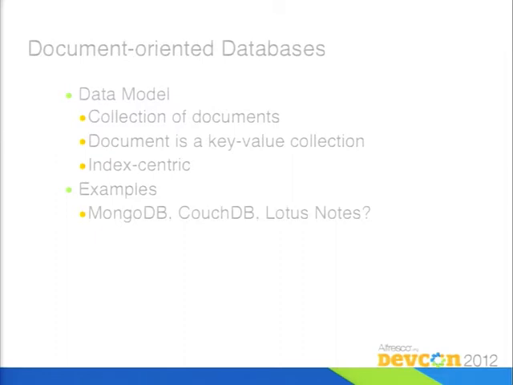Everybody's pretty much heard of MongoDB, CouchDB, Lotus Notes. Anybody out here still using Lotus Notes? Please say no. But interestingly enough, Lotus Notes is actually one of the first document databases. So the data model is basically a collection of documents, and a document is a key value collection in itself. Great index support, and they do very well at scaling.